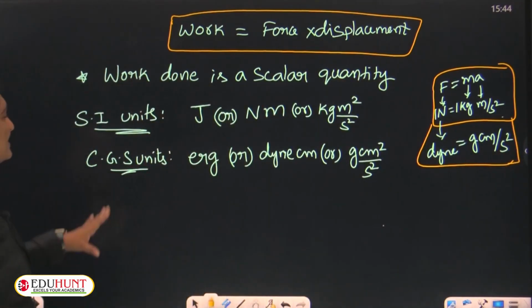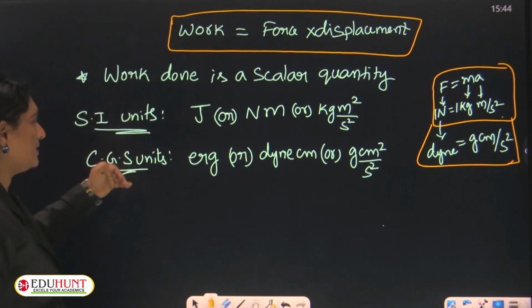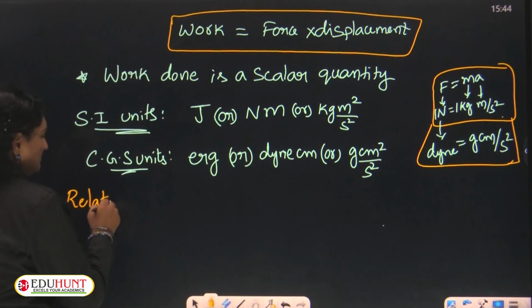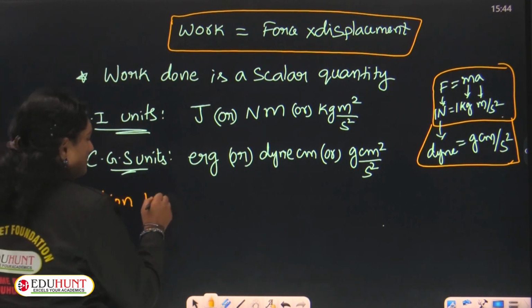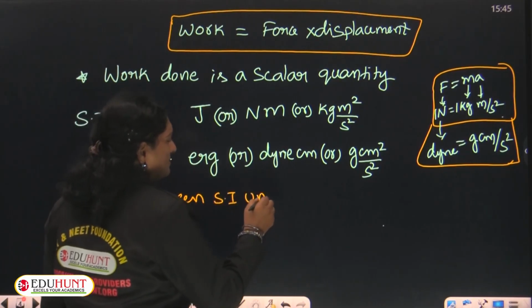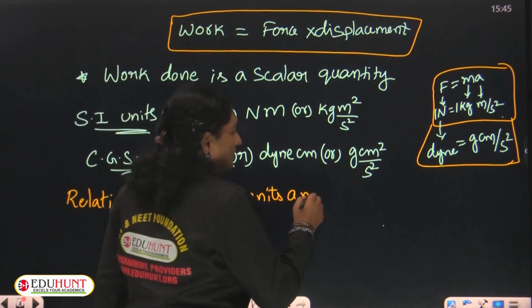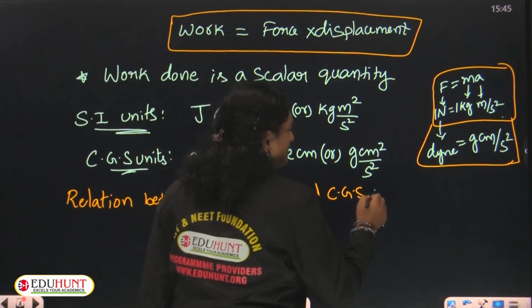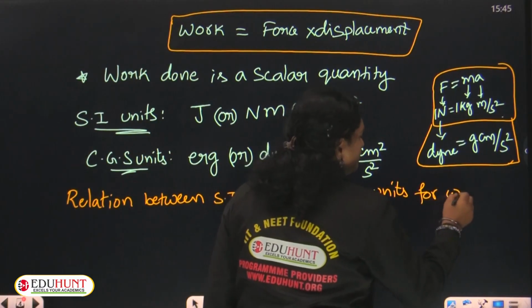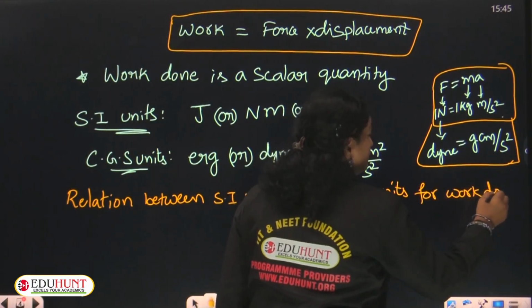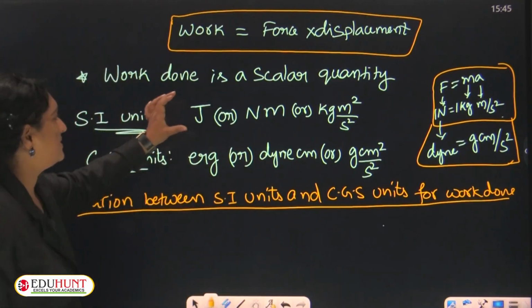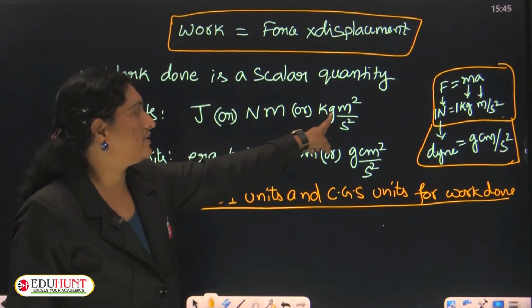With the next one, let us get the relation between the SI units and CGS units for work done. First of all, let us consider the SI units.